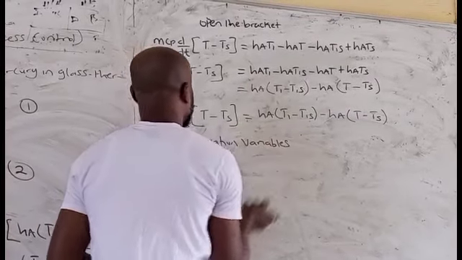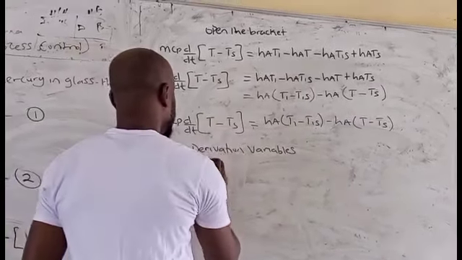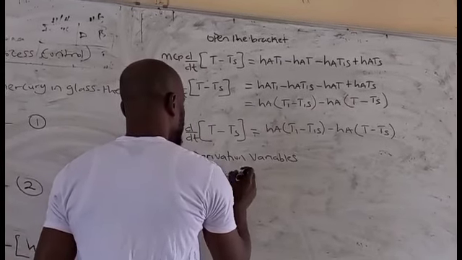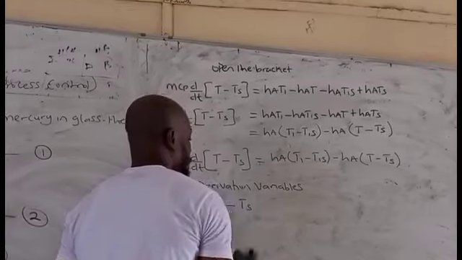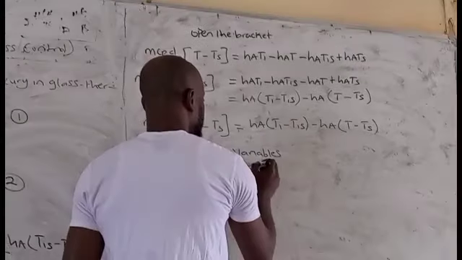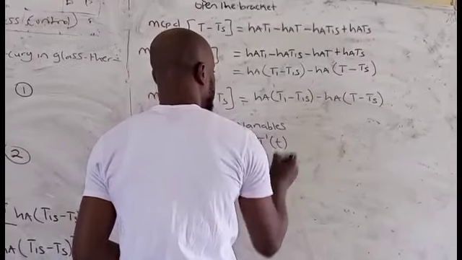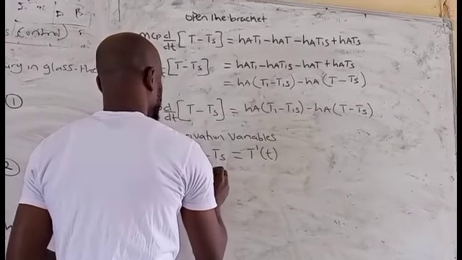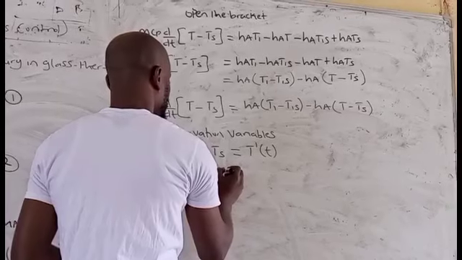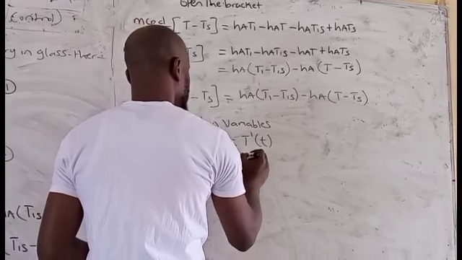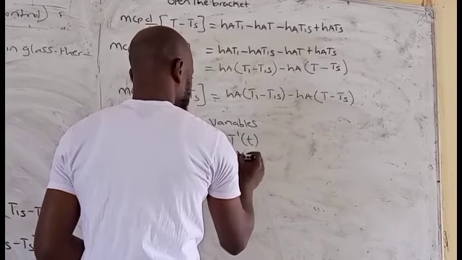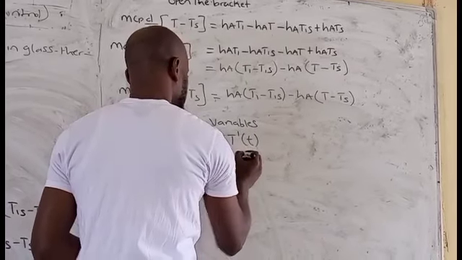From the deviation variables, I have, let's say, T minus Ts will give you T prime of t. Then let's say here, T1 minus T1s will give you big T1 prime of t. So this one is the deviation variables.